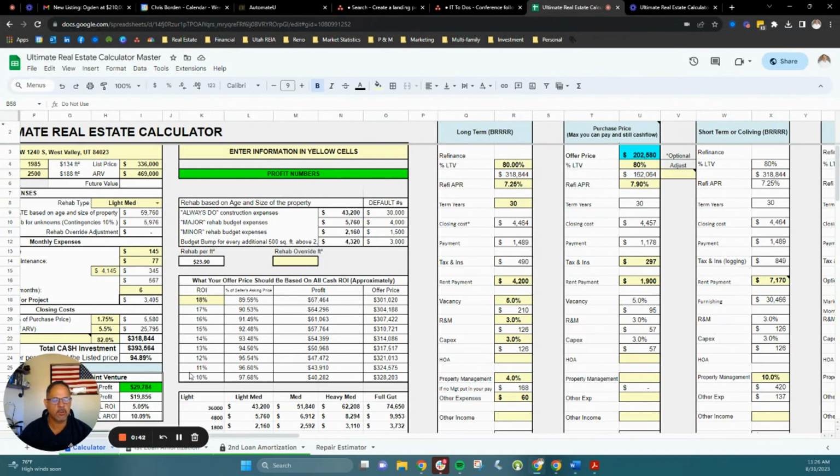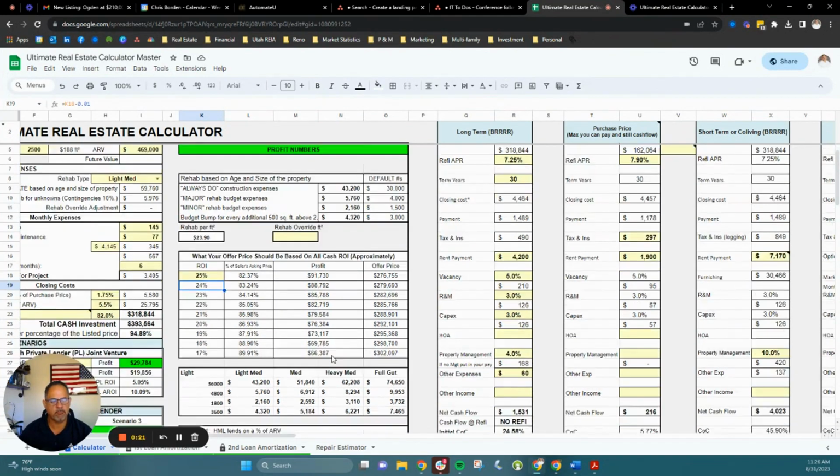So again, you can take a quick snapshot to see, okay, based off of the profitability modules, what do I need my offer price to be? So again, just a quick, easy snapshot to see. And then you can always adjust this to a higher number, start off at a higher number, and then work your way down. And then again, as you work your way down, you'll have the different offer prices.